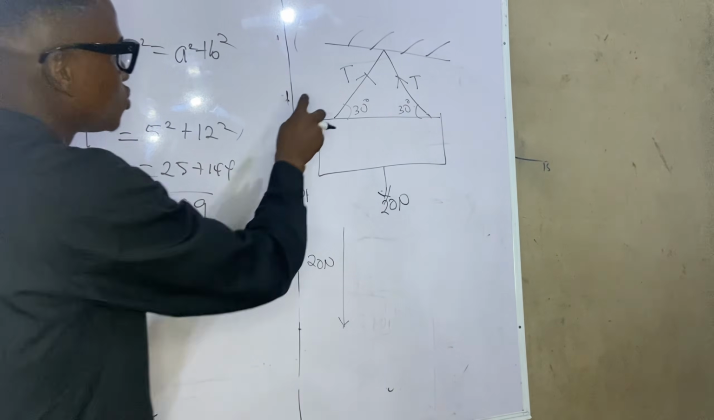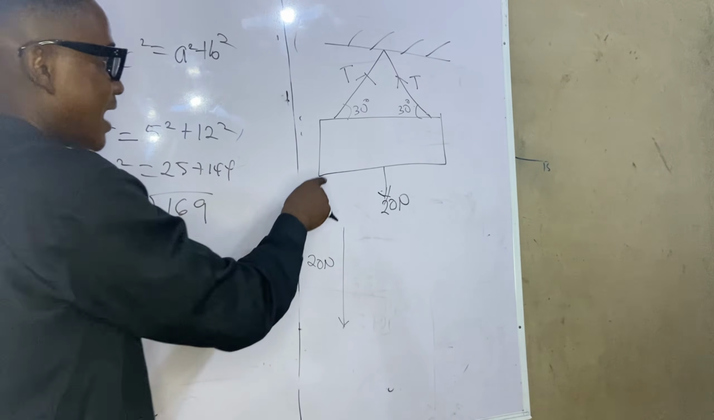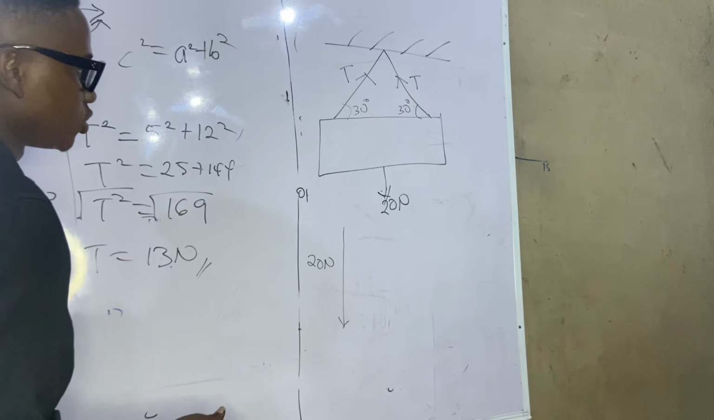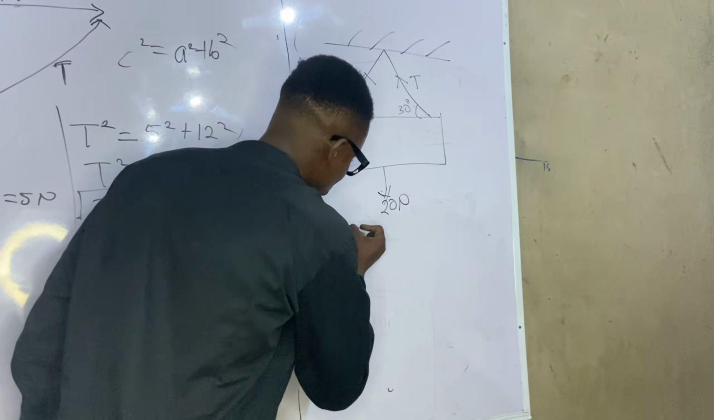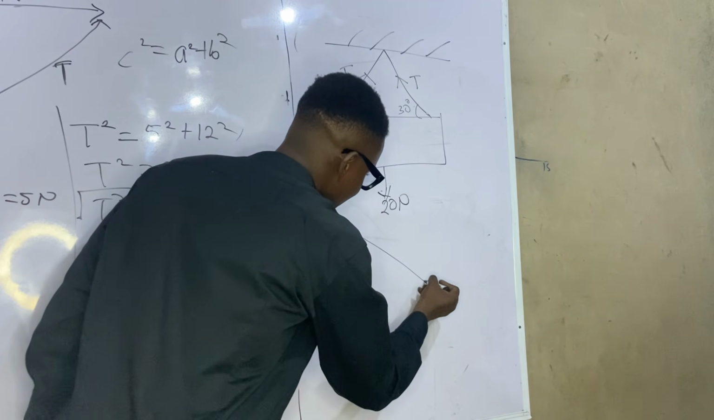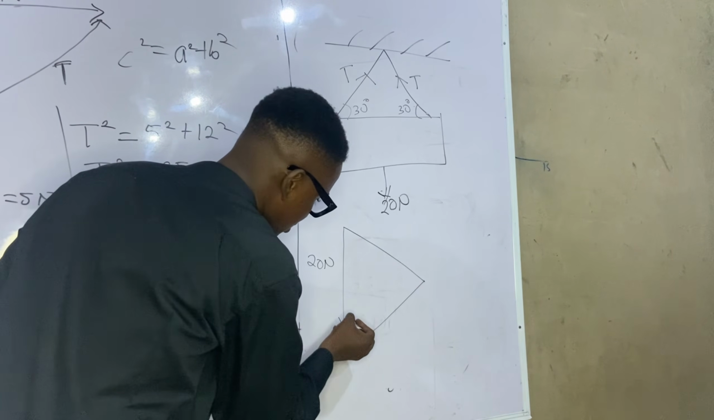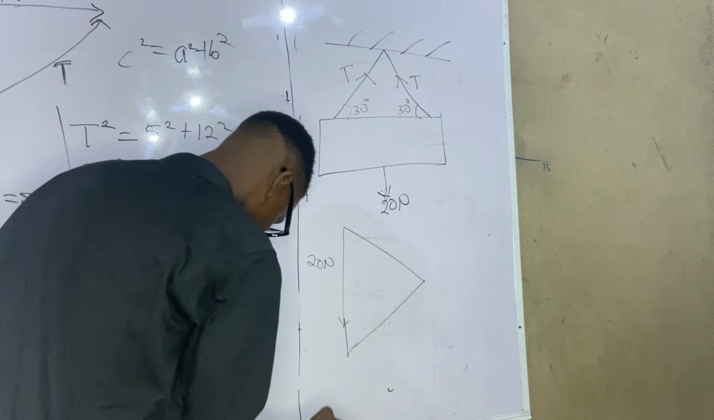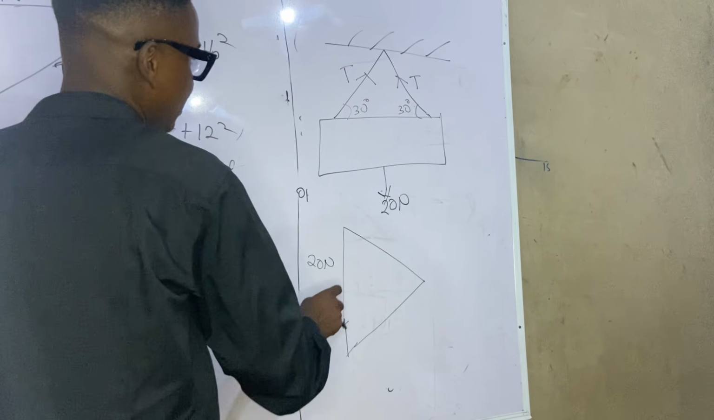Then, since these two tensions are equal, they make an angle to the horizontal. What we can do is draw this like this, and draw this one like this. Mind my drawing. I'll shoot this down a little bit. Call it like this, and call this like this.